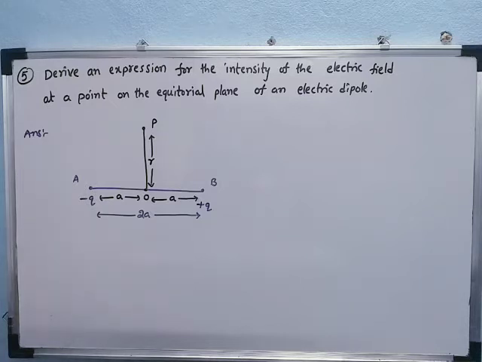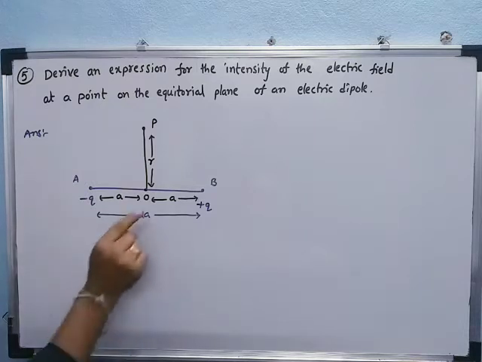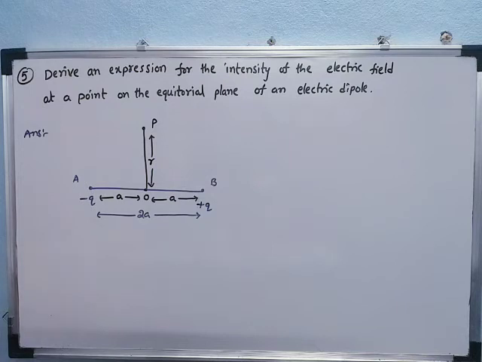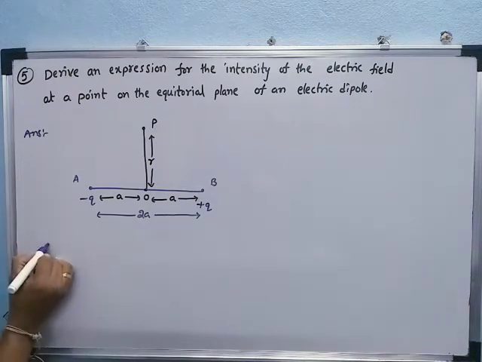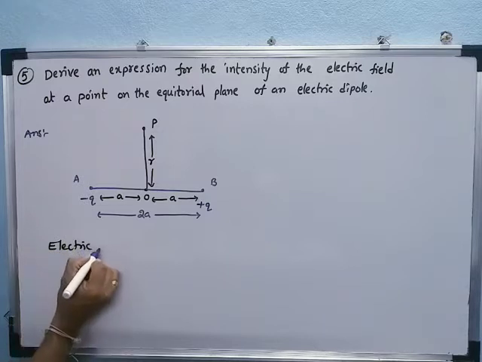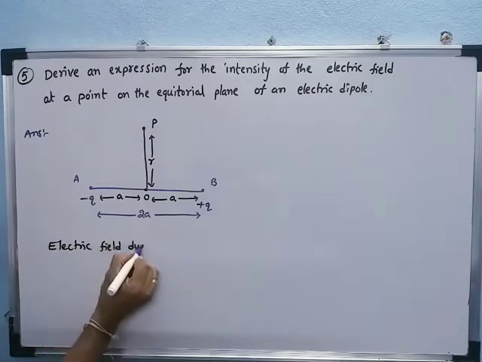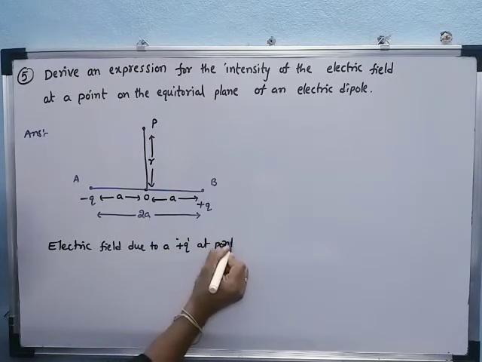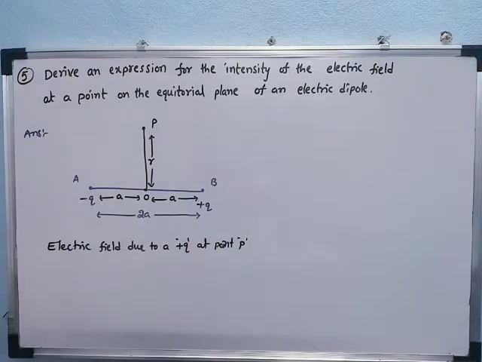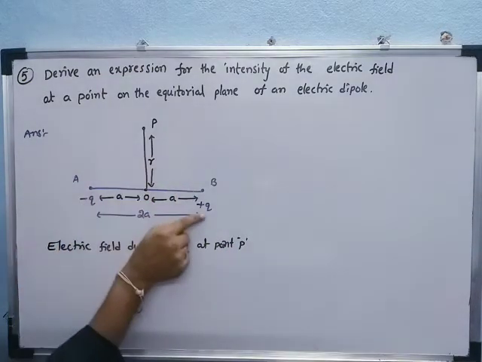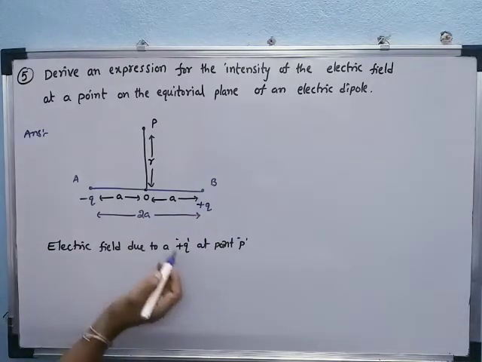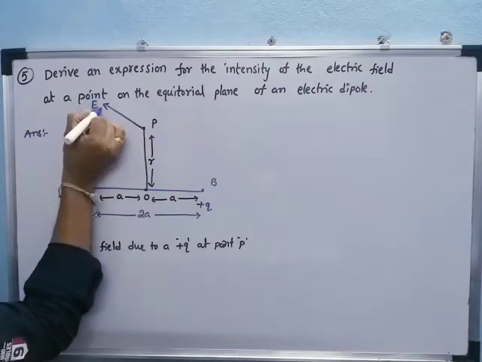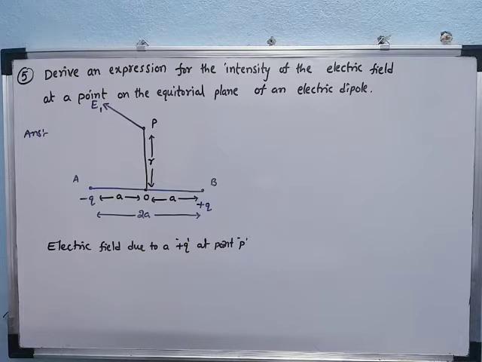Now we can find out the electric field due to the positive charge and the negative charge at point P. First, the electric field due to a positive charge at point P. This electric field is acting in this direction. This is considered E1, the electric field.